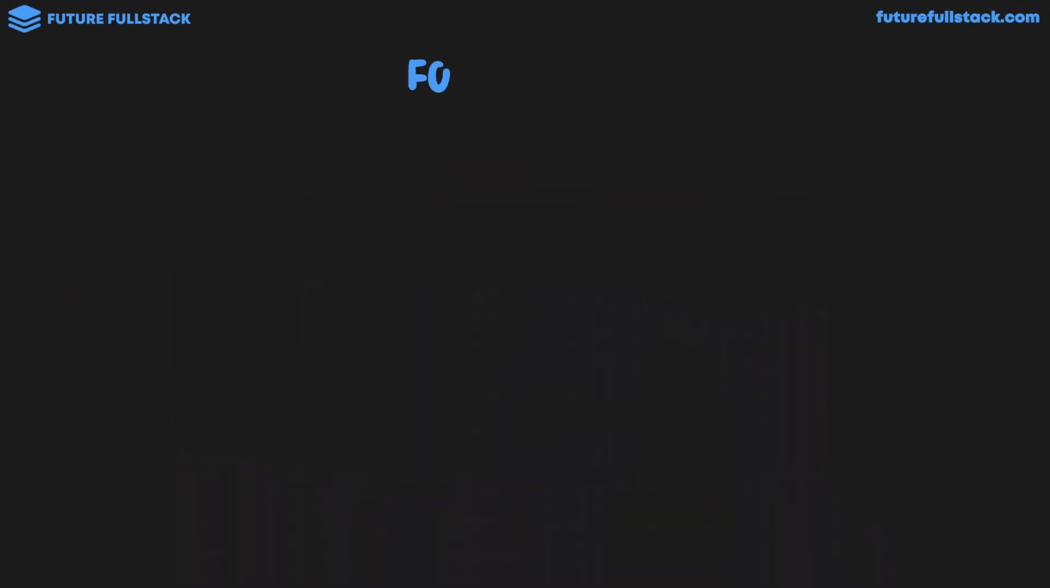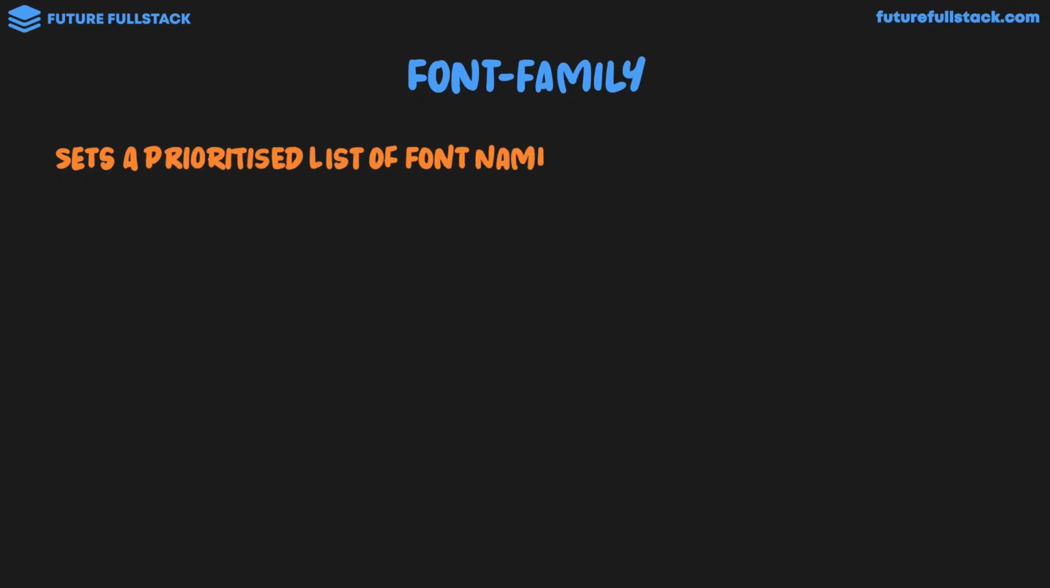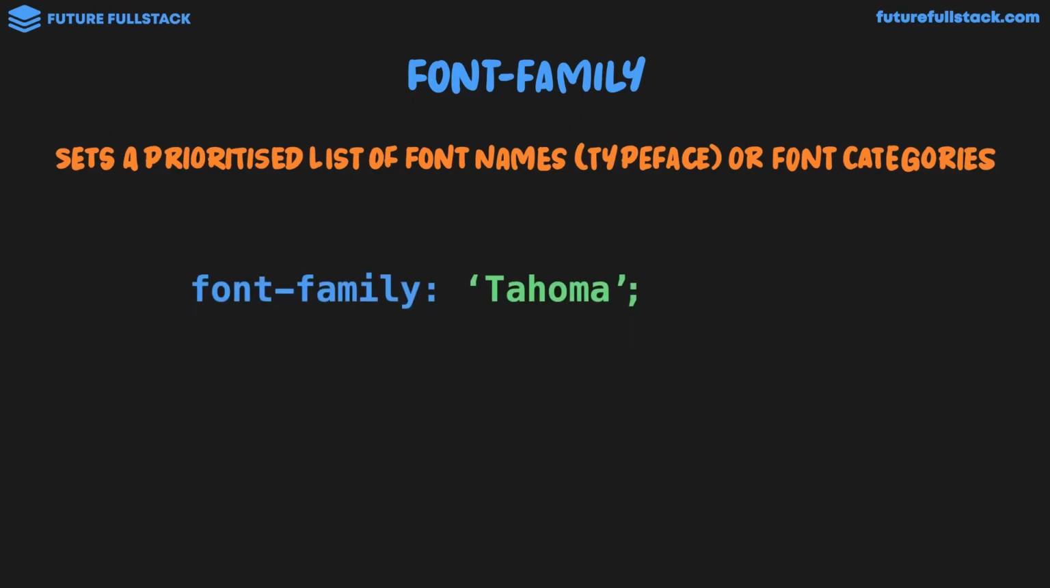Alright, so let's look at the font family CSS property. Font family in CSS sets a prioritized list of font names, typefaces, or font categories. Let's take a look at this. On the left, we have the CSS property, which is font-family. In our example, the value Tahoma is used, which is a sans serif font. And this is our first choice. This is then followed by a font group, sans serif, which is our fallback option.